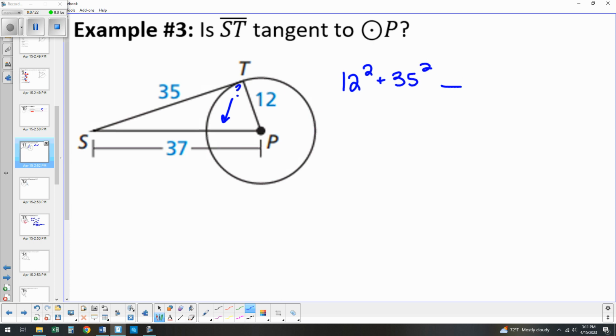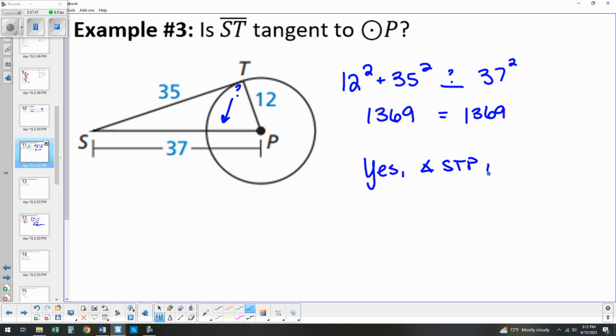And we don't know what's happening here. So we can put a question mark, put something there. So when I do this, 12 squared plus 35 squared, I get 1369. And 37 squared, I get 1369. So yes, they are equal, which means yes, it is tangent because we have found that angle STP is a right angle. All right, so ST is perpendicular to TP.